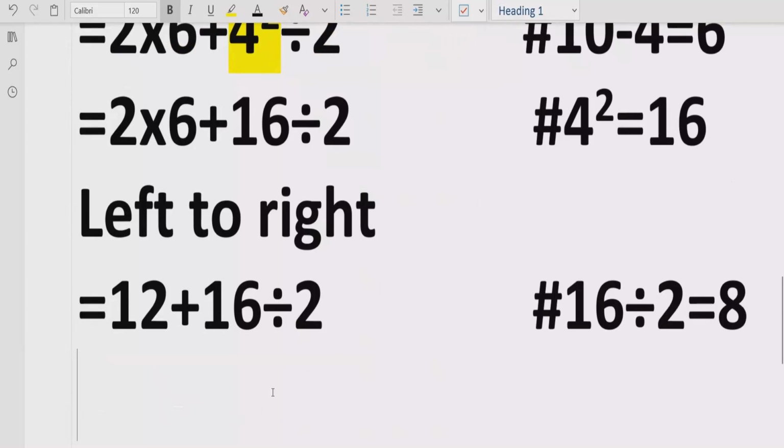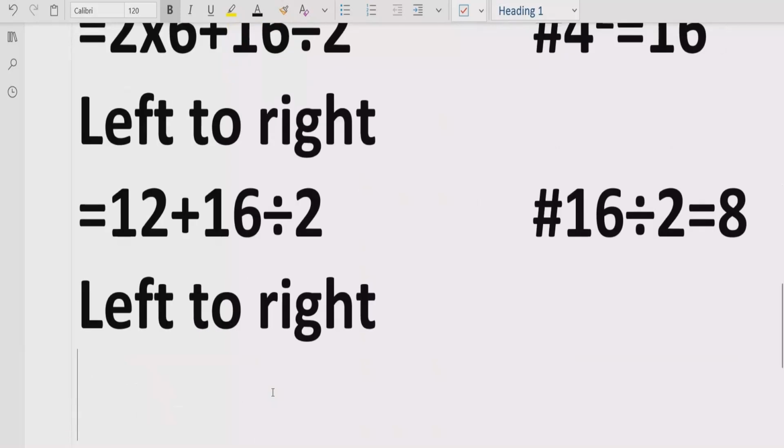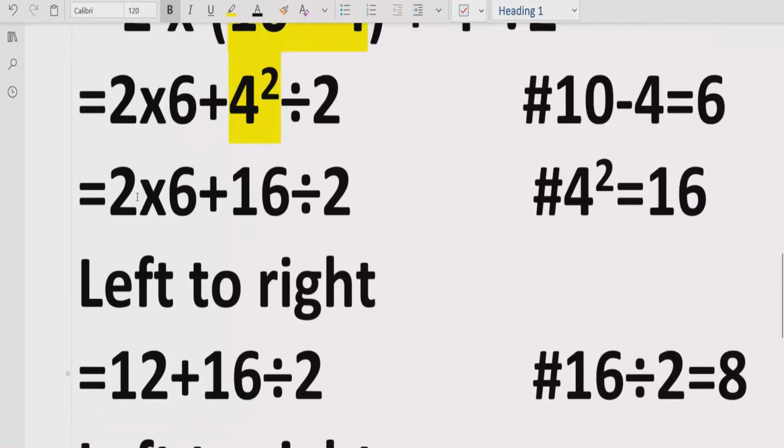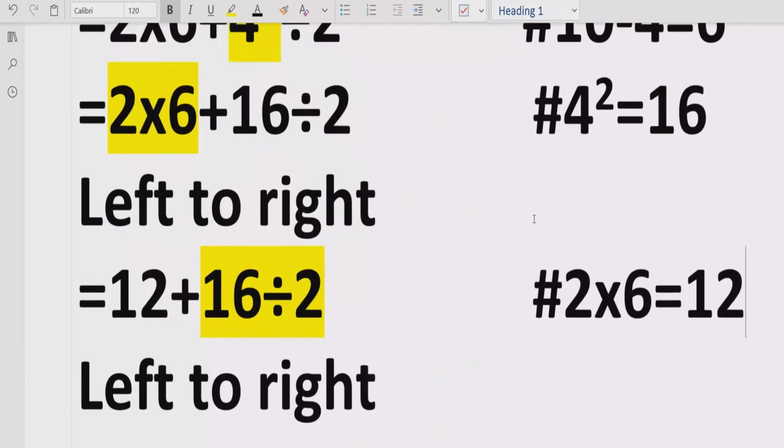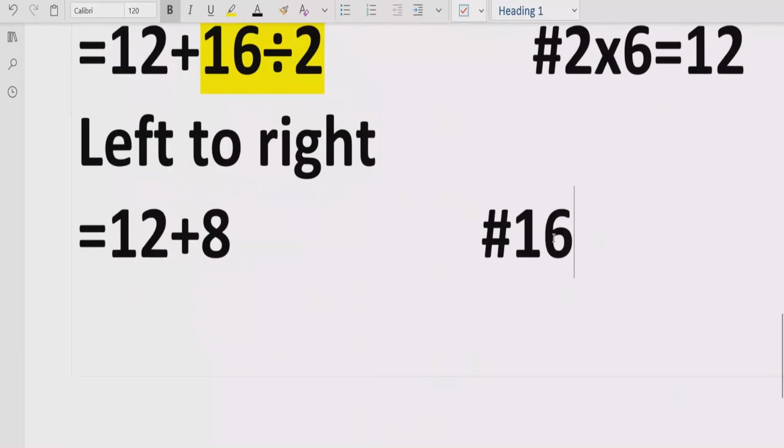Moving forward, we have to go again left to right and find out which is coming first. So now we have 12 plus 16 divided by 2. We have to solve this one. So we have to write 8. First we solved the multiplication, and this time we have solved 16 divided by 2, which equals 8. And here we have to give the reference: 16 divided by 2 equals 8.